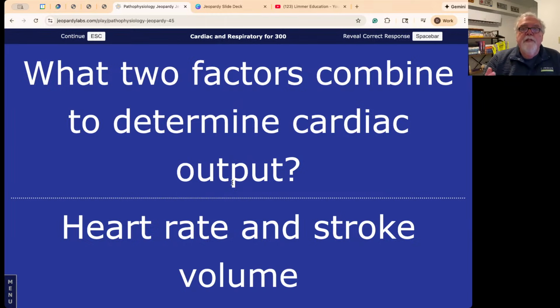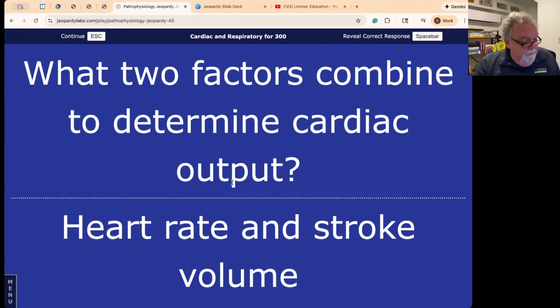But what happens if my stroke volume drops? Maybe I've got a GI bleed. I don't have the blood anymore. That's why the pulse goes up, to help maintain your cardiac output. And this is one part of the blood pressure equation. The other part of blood pressure is the amount of vascular resistance or vascular tone, the size of your blood vessels. So heart rate and stroke volume is cardiac output. Cardiac output and the size of your blood vessels help determine your blood pressure.